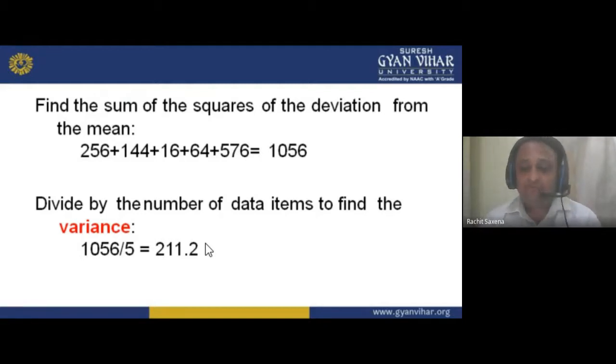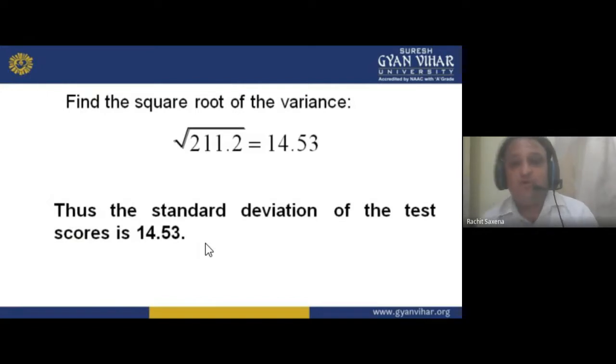211.2. Now, second, find the square root of variance. The square root of that variance will convert it into the deviation, which is the standard deviation. So the difference between standard deviation and variance is what? Variance has no square root, but standard deviation has the square root of that variance. So the relation between standard deviation and variance is just a square root. Now I'm revising this formula. Now you will get the value 14.53, which is your scores' standard deviation.